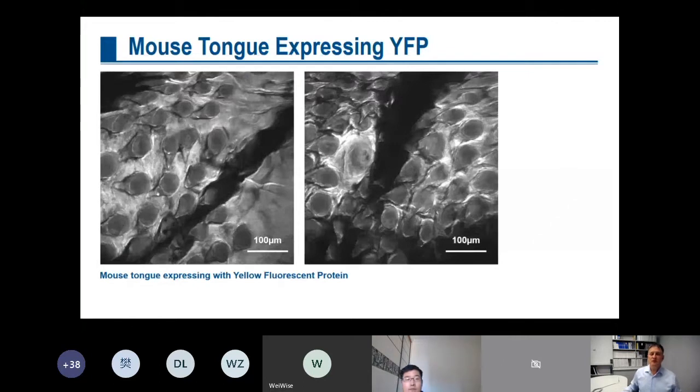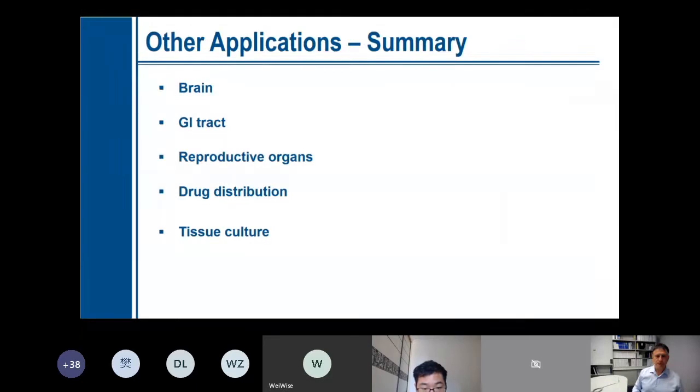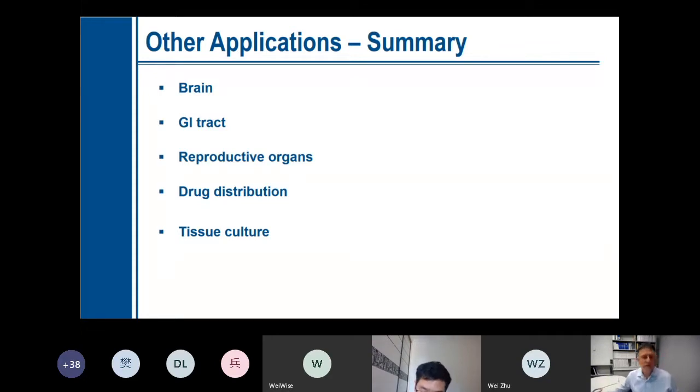Endomicroscopy can also be used in animal models such as rats and mice for learning about the progression of cells from normal to cancer. The technology enables real-time capture of histologically equivalent images from multiple sites over an extended period in living animals. Endomicroscopy has been used to study a number of other things, including brain, gastrointestinal tract, reproductive organs, drug distribution, and tissue culture.